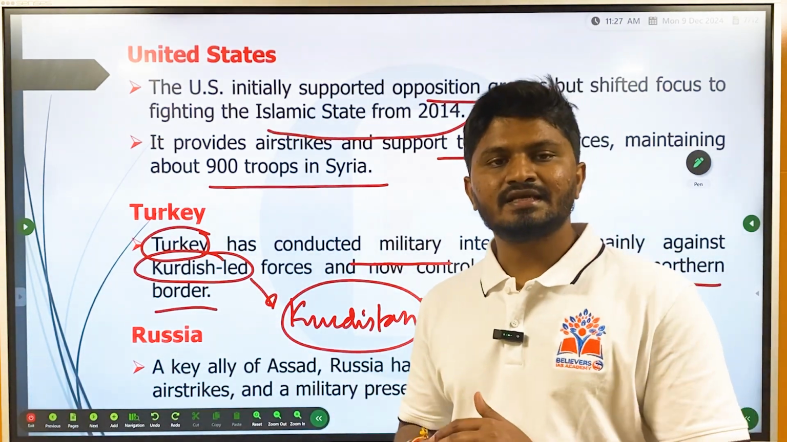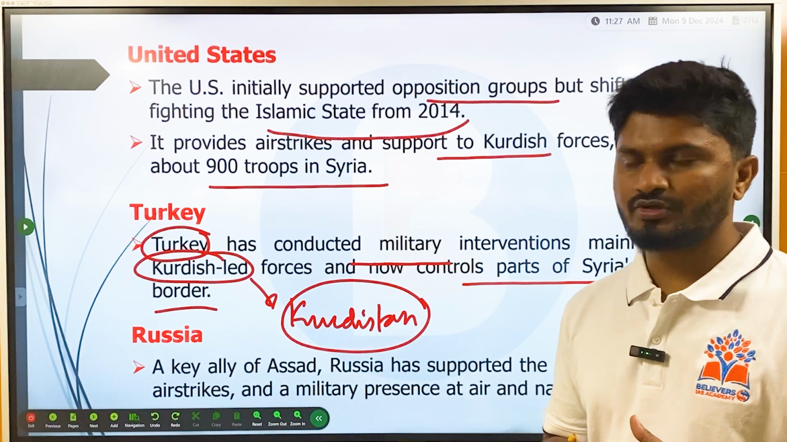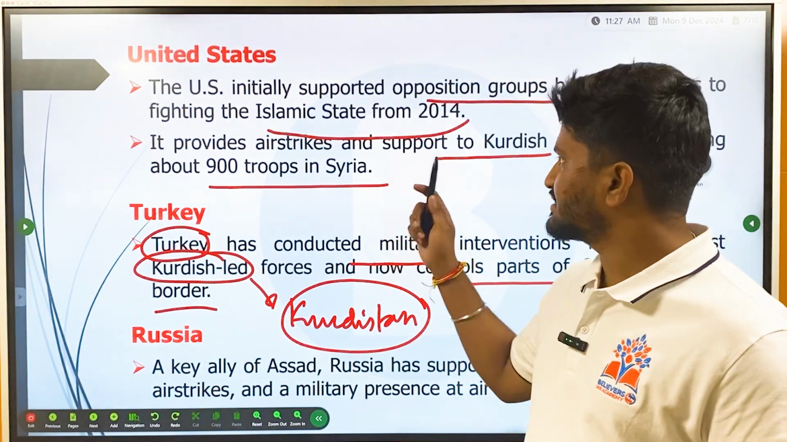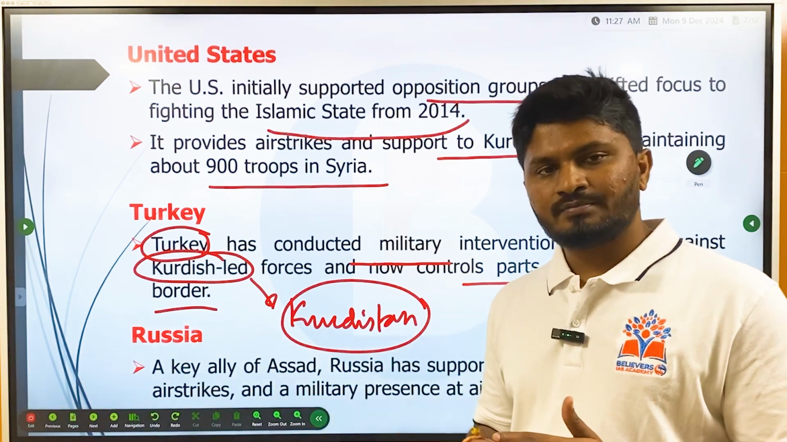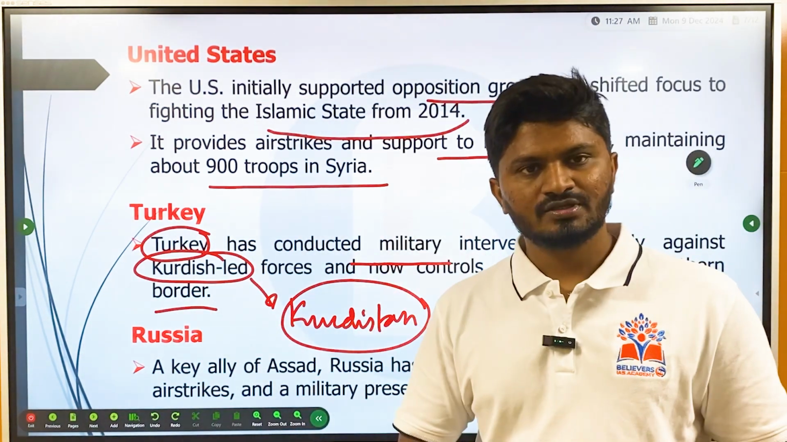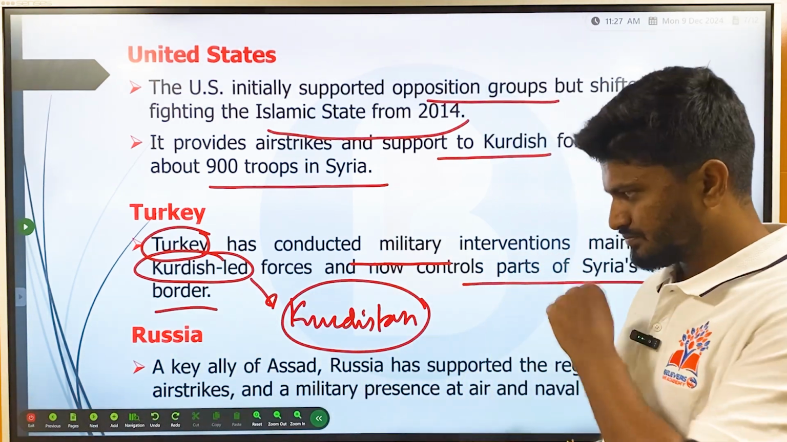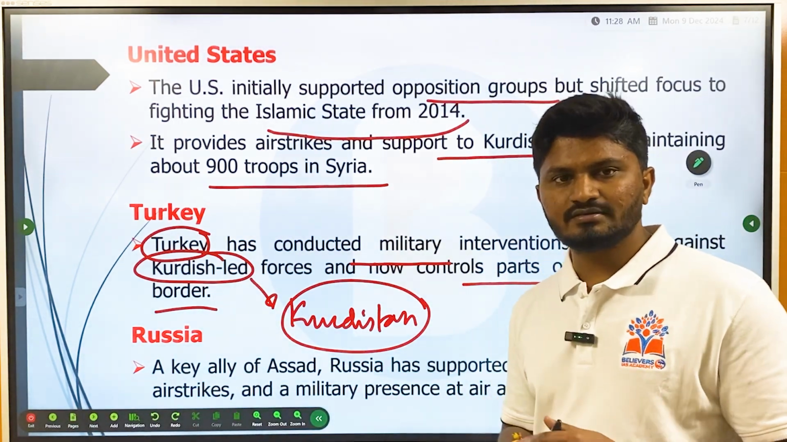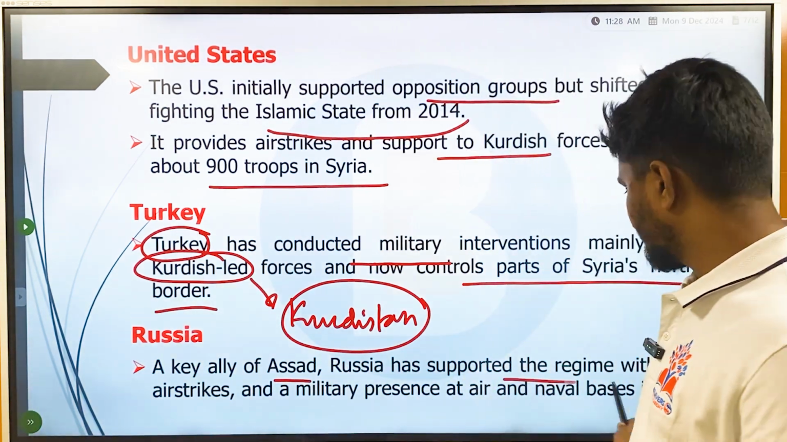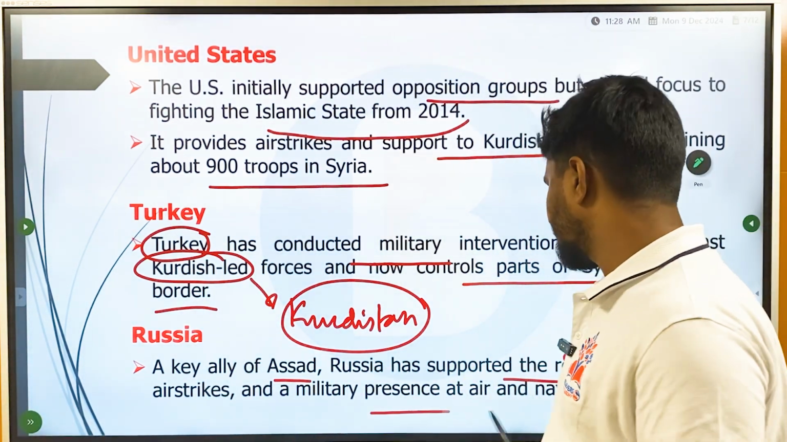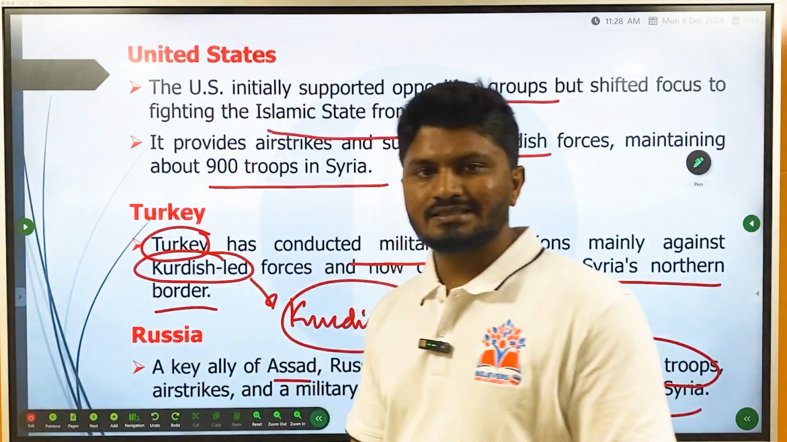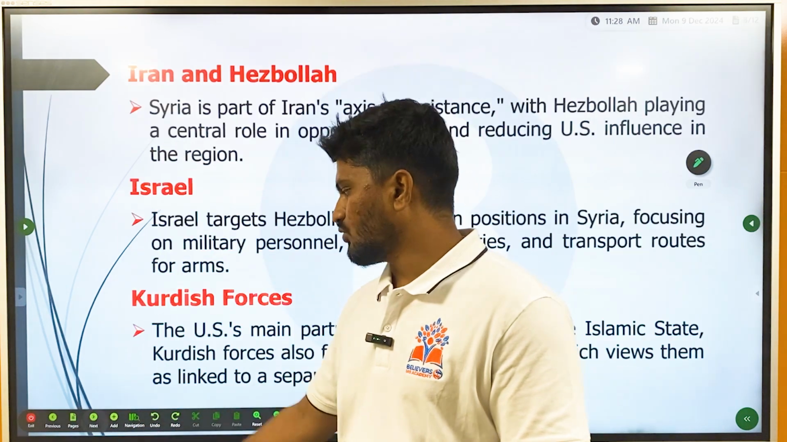So their interests align with the rebel forces. Because HTS is against the Kurdish state forces, HTS is against Syria, HTS is against Iran, HTS is against President Assad, where all the other players are against Turkey. So friends, like, the enemy's enemy is my friend, that kind of thing. So Russia is a key ally of Assad. Russia supported the regime with troops, airstrikes, and military presence at the air and naval base in Syria. So because of the presence of Russia, Assad has been able to maintain power in Syria for so long.